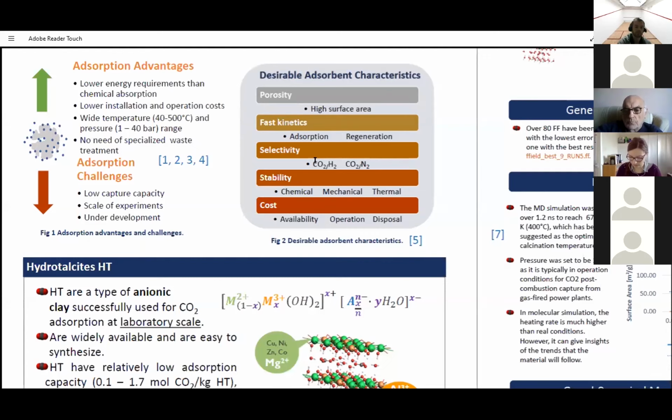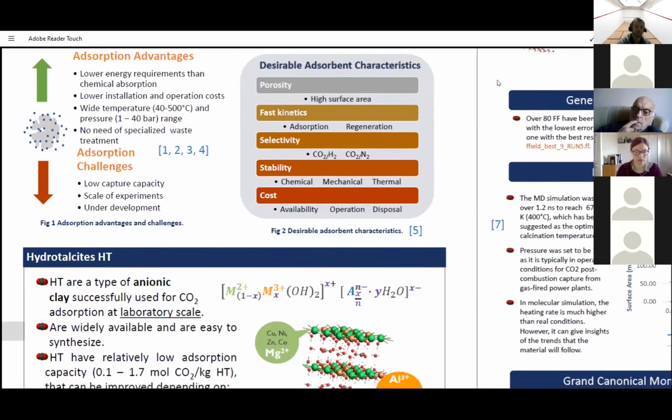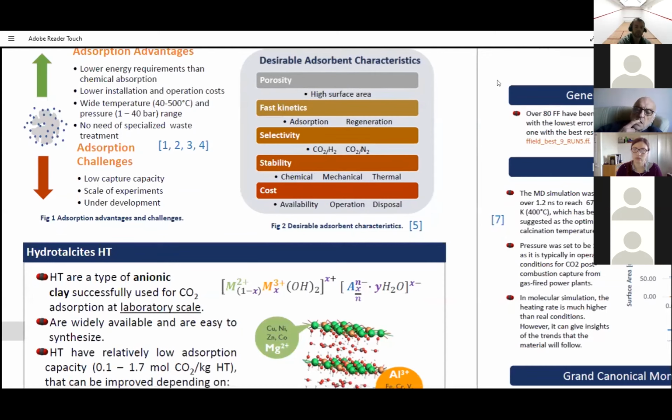Another thing is that they comply with these characteristics of the absorbents that we want. So it has a high surface area, large porosity if it's activated. What I mean is it has to be calcined. You have to heat up the adsorbent to about 400 degrees Celsius, which has been the optimum temperature found by other studies. However, as I'm going to tell you later, that depends also on how you produced the hydrotalcite and what elements are in it. Another thing is they present fast kinetics. They're highly selective for CO2.